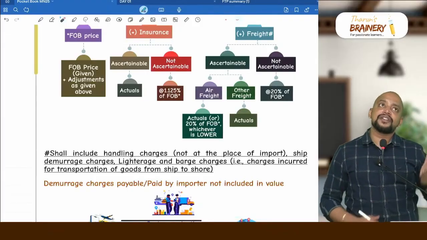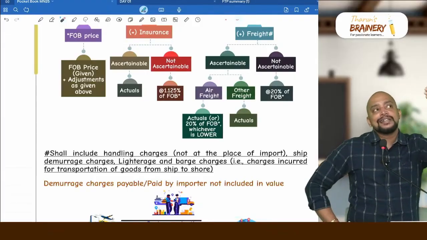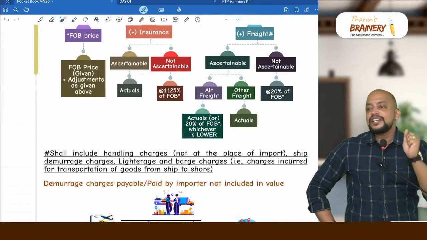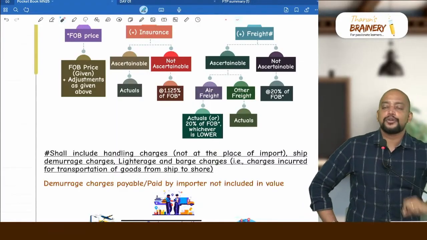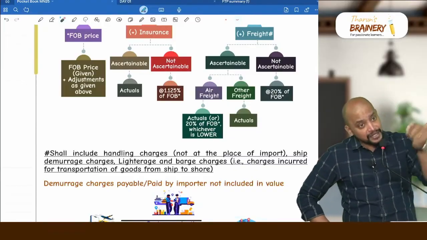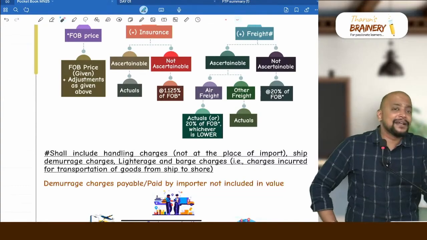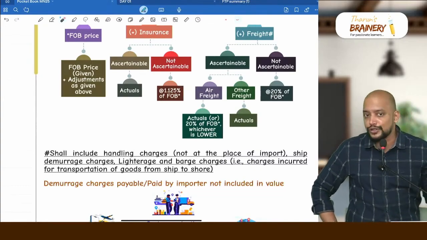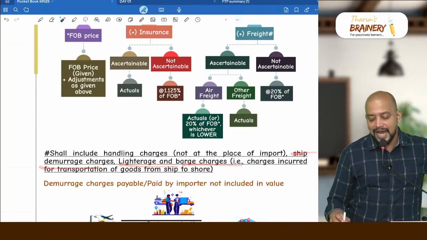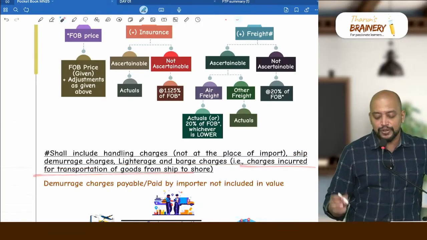Okay, thereafter when the ship is anchored in the outer space, the ship cannot come into the port, so the goods will be brought through boats, and these boats will be charging some amount called light rate charges and bar charges, that is also towards bringing the goods up to our place only, part and parcel of transportation cost, so that should also be added. So see this, ship demurrage charges, light rate and bar charges, that is charges incurred for transportation of goods from the ship to shore.